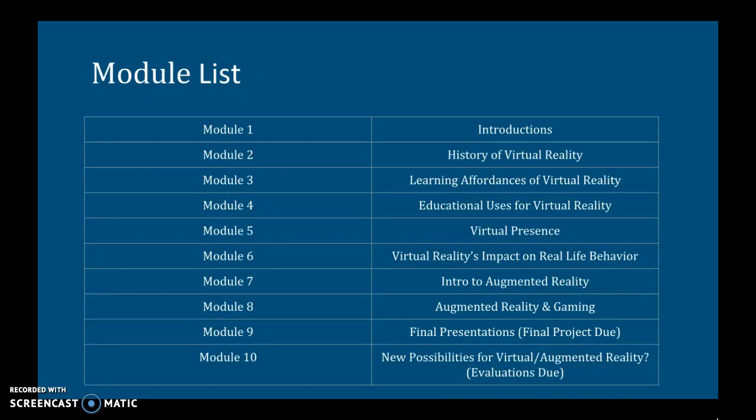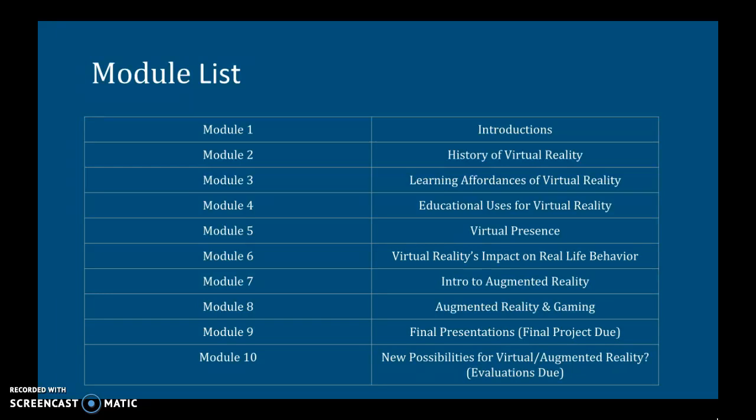As you can see, here is the module list with each module outlined for each week. Module 1 we'll briefly touch on introductions. Module 2, we'll look at the history of virtual reality. Module 3, we'll look at the learning affordances of virtual reality. Module 4, we'll look at educational uses for virtual reality. Module 5, we'll look at virtual presence.